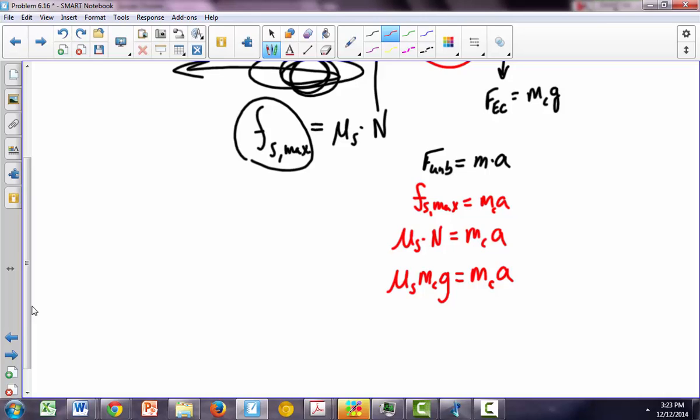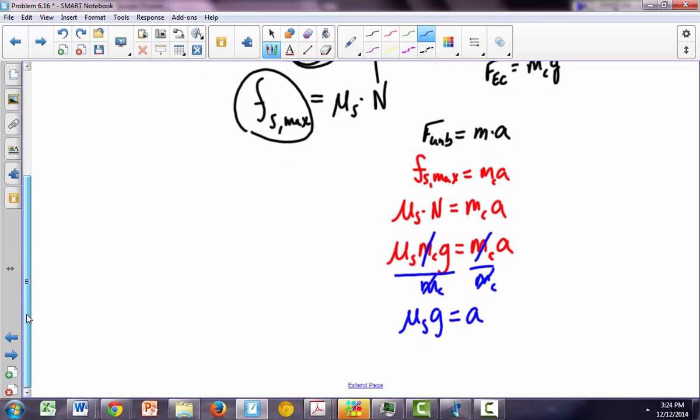You can see, as in the last problem with the hockey puck, I've got mc on both sides. I can divide both sides by mc and cancel it out. Whatever you do to one side, you can do to the other. There it goes. It's gone. So it turns out you don't need to know the mass of the coffee cup to determine the acceleration.